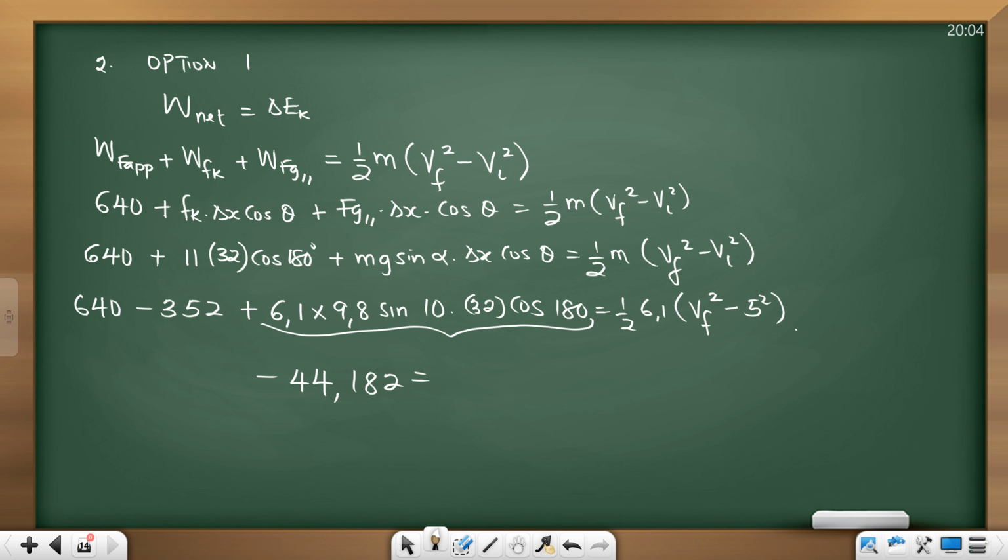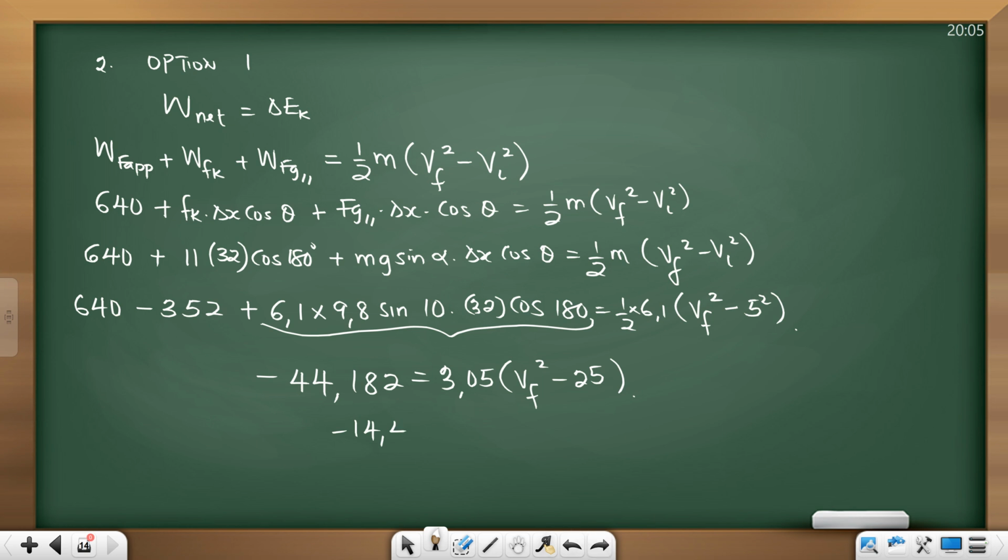No, that's not right. Half times 6,1 times 3,05. Lovely. 3,05 VF squared minus what? 25. We can divide both sides by what? 3,05. Please give me an answer there. 14,49. Negative 14,49. Oh, you want it, so it's 4,859.